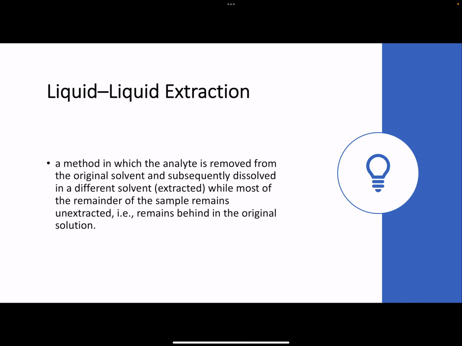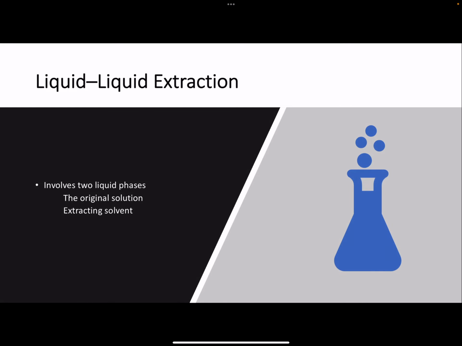Now, this is a method in which the analyte is removed from the original solvent. Take note, meron tayong two parts dito. You have your original solvent and you have your extraction solvent. So, you have your OS and you have your ES. Okay? Ang goal natin is to get our analyte that is mixed with our original solvent to transfer to our extraction solvent. Okay? Again, original solvent and your extraction solvent.